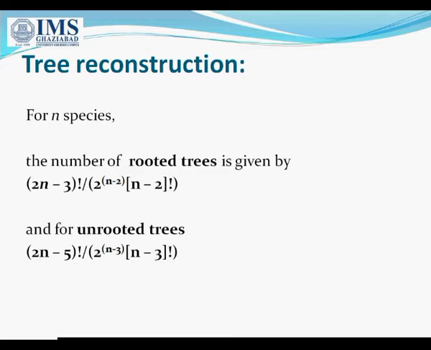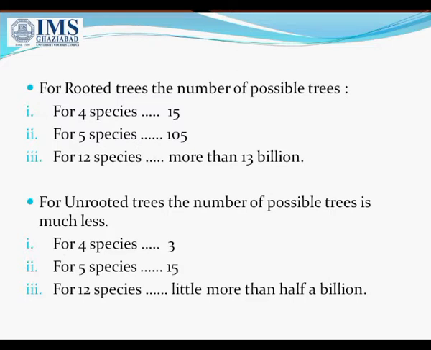Now if we apply this formula, then we'll find the following results. For rooted trees, the number of possible trees for 4 species is 15. And it quickly becomes 105 for 5 species. For 12 species, the number of possible trees becomes more than 13 billion. What a big number.